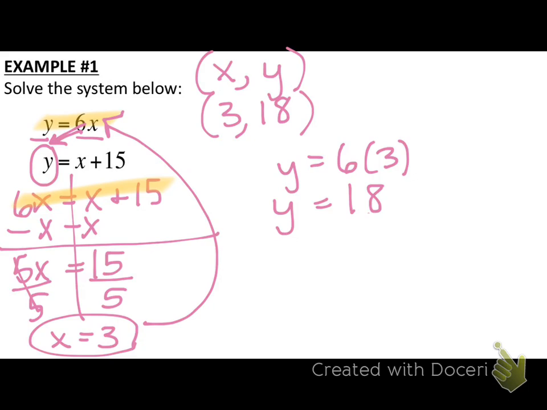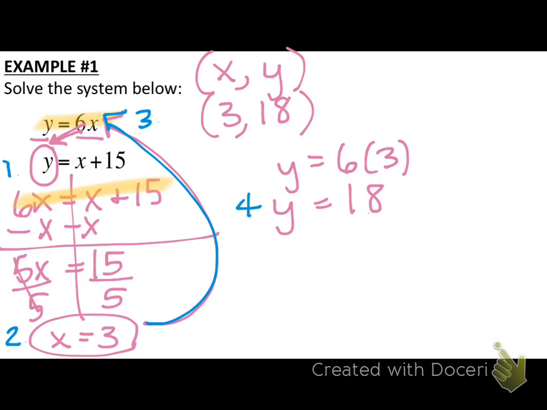So I solved, sorry, let me get a different color here. Let's see what we got. All right, so the first thing I did is I substituted, okay? And when I substituted, I didn't have any more y's. Then I solved for x. Then the third thing is right here, where I took it and I used it. I actually substituted it back in, which allowed me to solve for y.